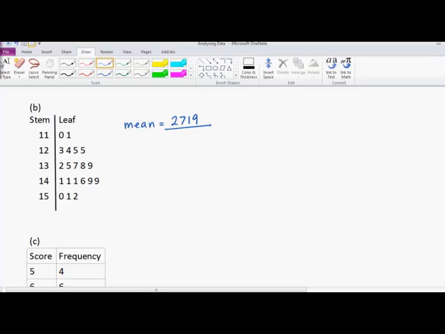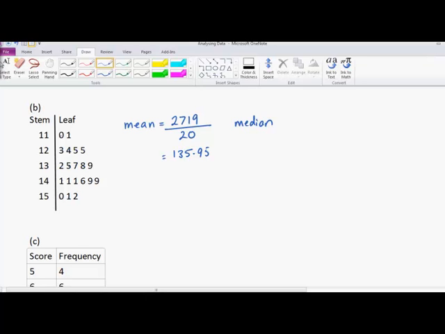So we've got to divide that by the number of scores. So just counting how many leaves there are, that would give us the number of scores. So 1, 2, 3, 4, 5, 6, 7, 8, 9, 10, 11, 12, 13, 14, 15, 16, 17, 18, 19, 20. 20 scores. So my mean, if I divide that by 20, is 135.95. Okay, and always think, does that make sense? Is that around the middle of that group of data? Okay, and it is.